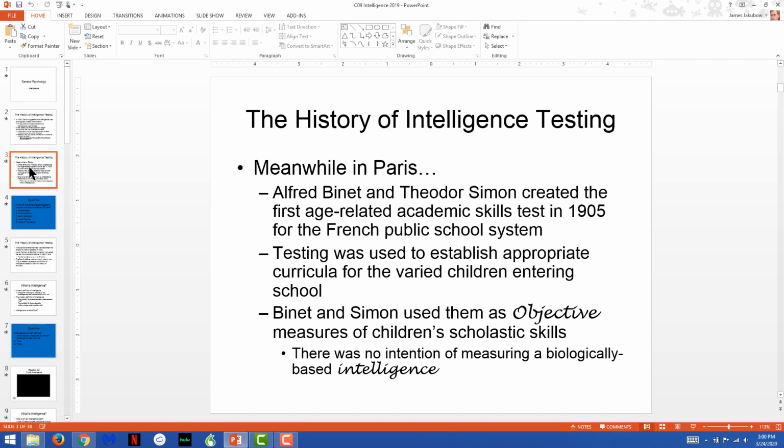This test is intended to be purely objective, just to measure what the children know. It is not making any assumption about any biologically based component of intelligence. It is only a very basic practical test to evaluate what the children actually know.